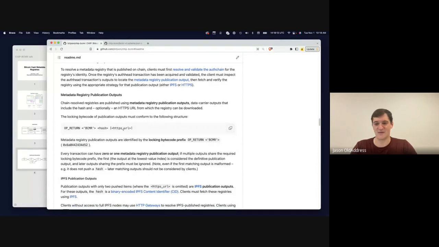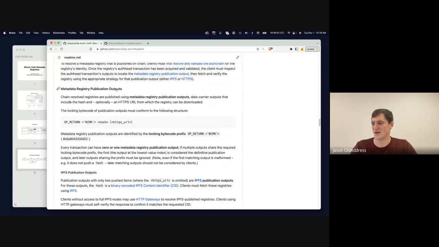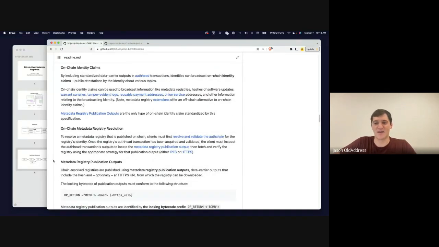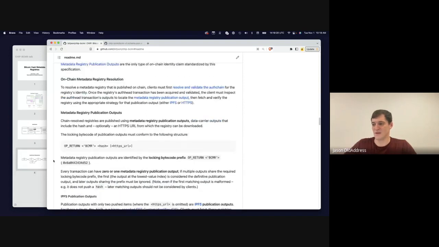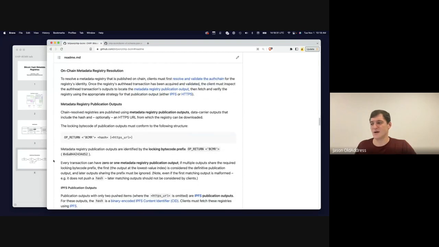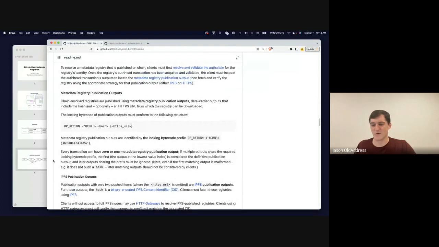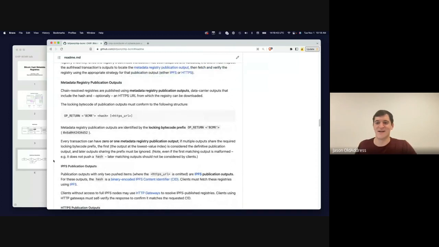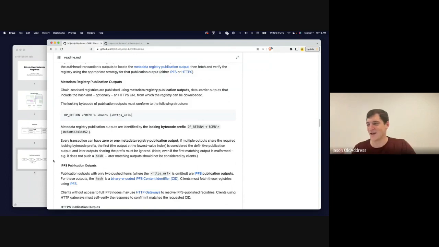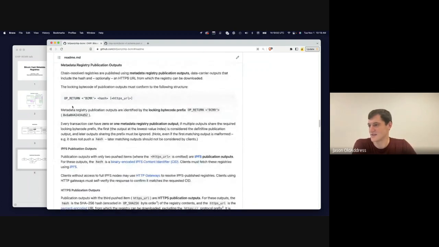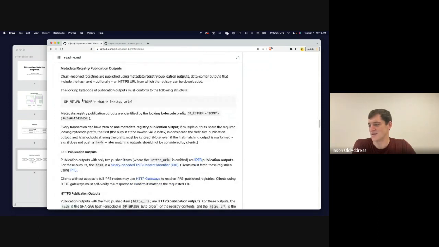So I think we can continue on the metadata registry publication outputs. We talked about how on-chain identity claims are how identities can broadcast things on-chain, and we use them for these metadata registries. We use these on-chain claims to verify the latest registry that's been published by the identity. I talked about earlier that that's important for avoiding targeted attacks. You want to make sure that the registry isn't delivering you a special version that's just for you, intended to defraud you. You want to be looking at these publicly broadcasted registries, so that at the very least you can prove that you were defrauded this time by this registry, and you can stop using them.